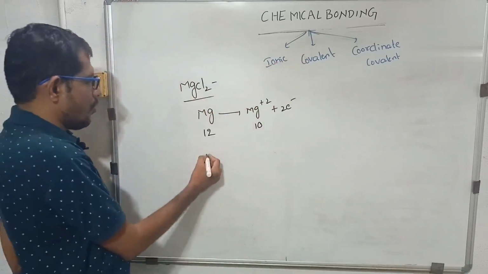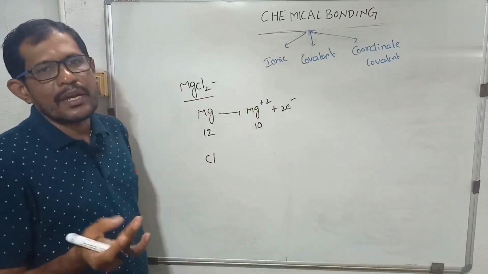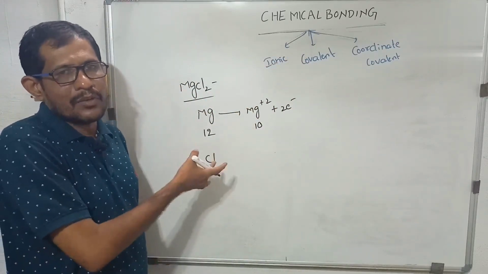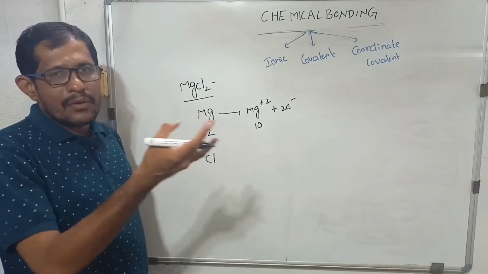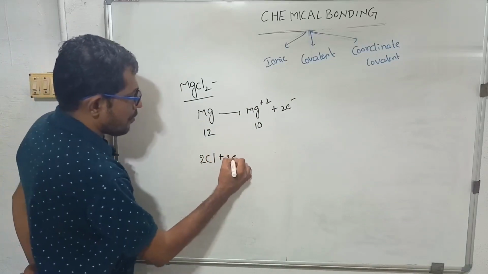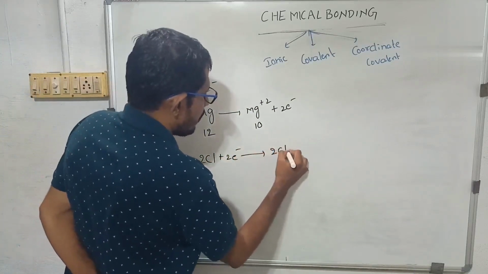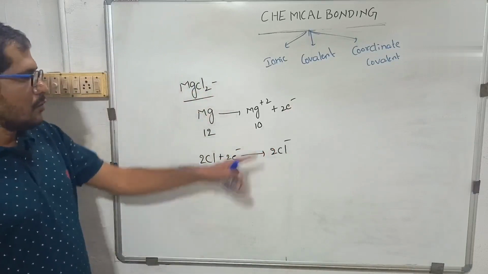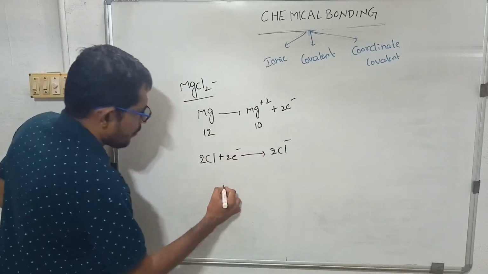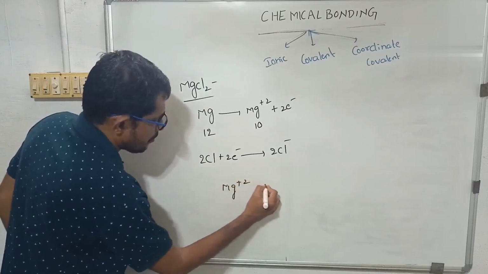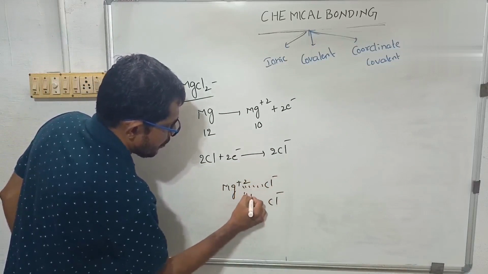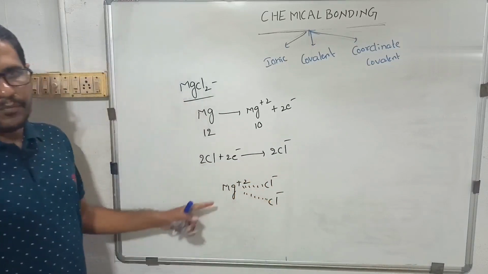Now each chlorine takes up one electron. In sodium chloride we have seen one Cl takes one electron. Here there are 2 chlorine atoms, so it will take 2 electrons. So it will become 2Cl minus. We have Mg2+ over here, 2Cl minus over here. So I will write Mg2+, Cl minus and Cl minus. There is an electrostatic attraction developed between them.